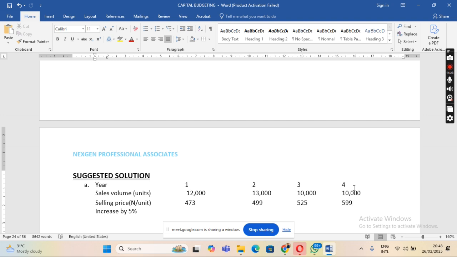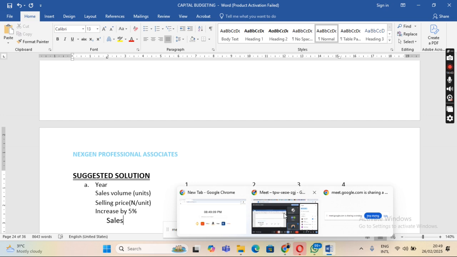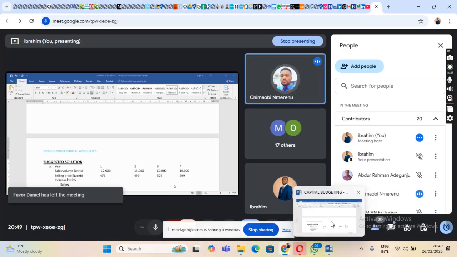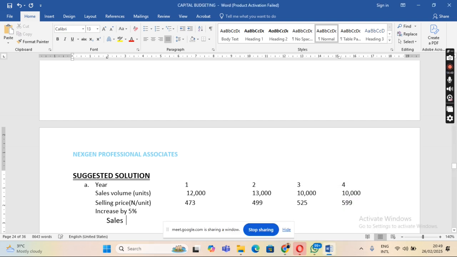So if the selling price increases, now let's get the total sales. Let's get the total sales in value, right? Sales was 5,676 in the first year.